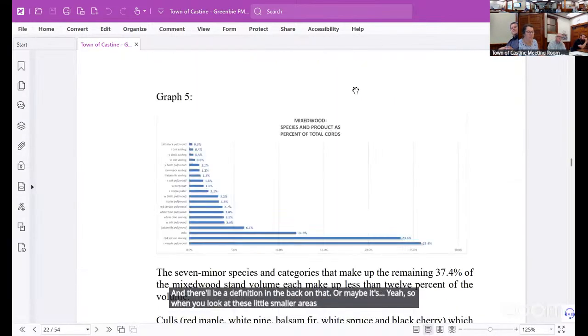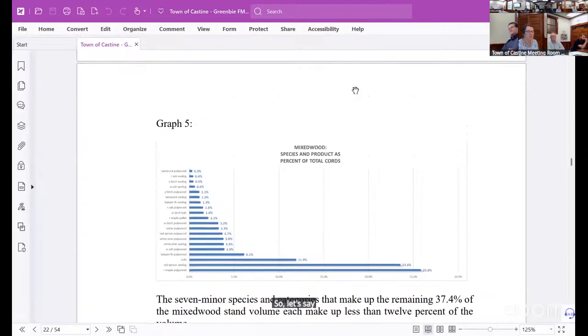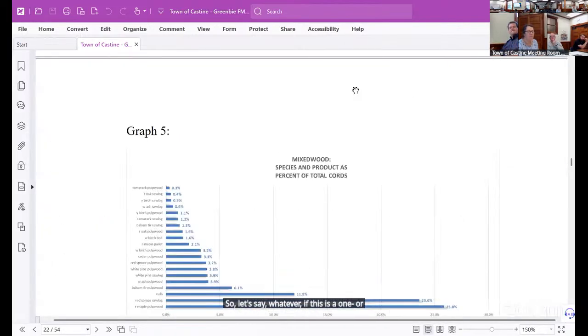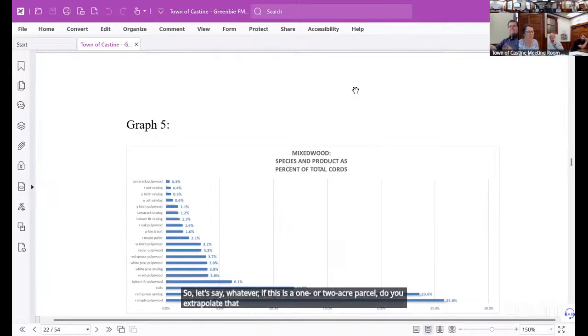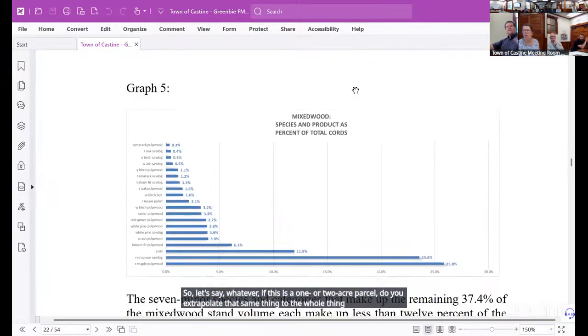let's say this is a 1 or 2 acre parcel, do you extrapolate that same thing to the whole thing? Like when you say there's mature spruce here, is that the only place, or are there others? Right, so I'm just looking at how we get to where we are, and then we'll get to the data on the full stand.